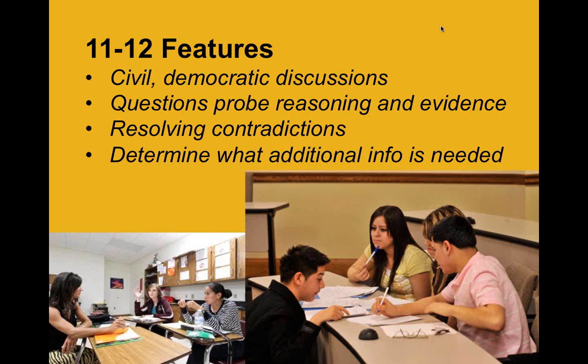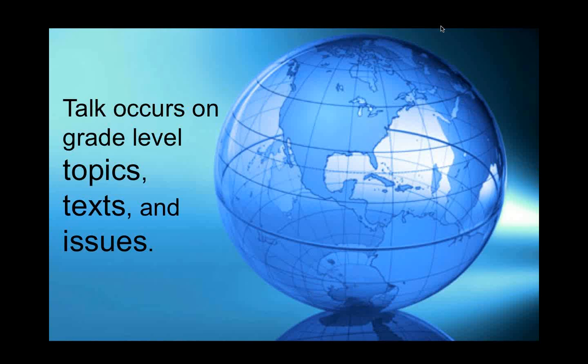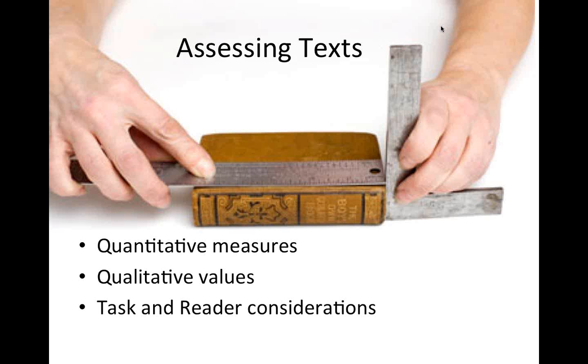This is a huge, important standard if we're going to get kids to access complex text, because that standard says that the talk that students do has to be about grade-level topics. What are the science and social studies topics that they should be learning for that grade? That they're also talking about grade-level texts, the appropriately rigorous texts that students need, as well as the grade-level issues, the things that they're struggling with across that grade level. If they're not talking about it, we don't get to hear their thinking, and their writing will probably be compromised.